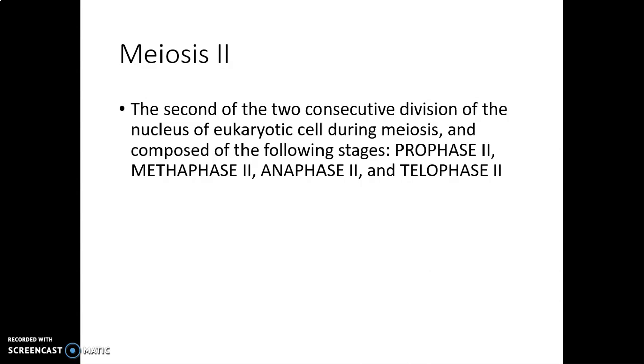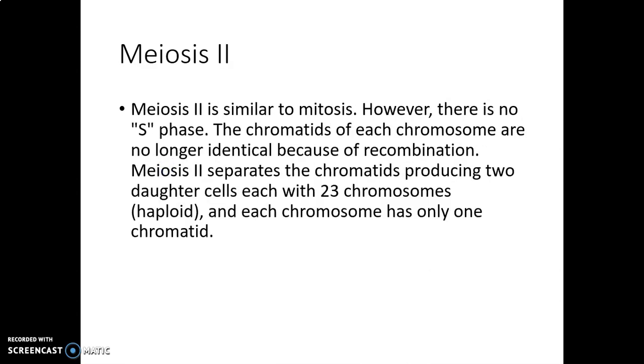Now let's proceed with meiosis 2, the second of the two consecutive divisions of the nucleus of a eukaryotic cell during meiosis, composed of the following stages: prophase 2, metaphase 2, anaphase 2, and telophase 2. Meiosis 2 is similar to mitosis, however, there is no S phase. The chromatids of each chromosome are no longer identical because of recombination. Meiosis 2 separates the chromatids, producing two daughter cells, each with 23 chromosomes, haploid, and each chromosome has only one chromatid.